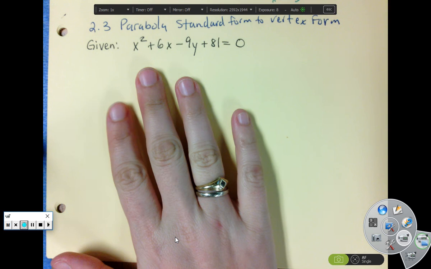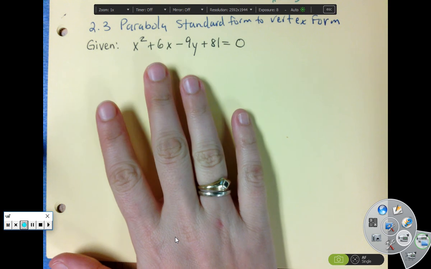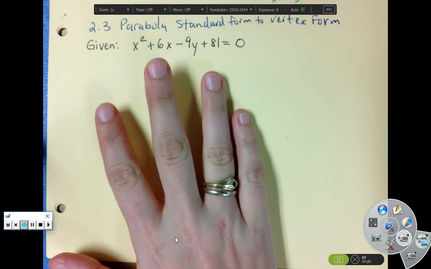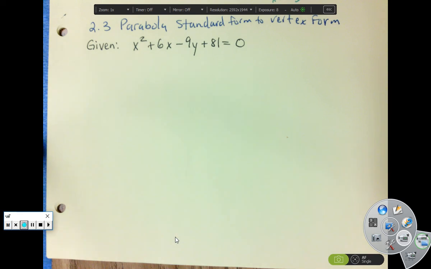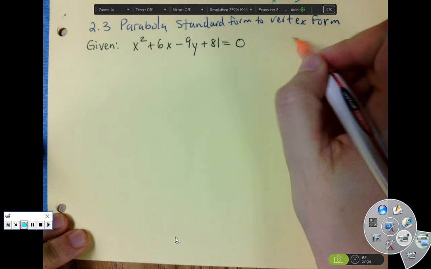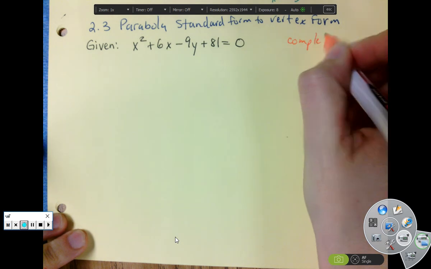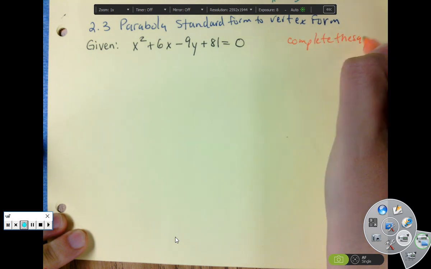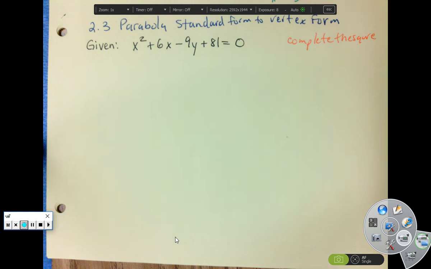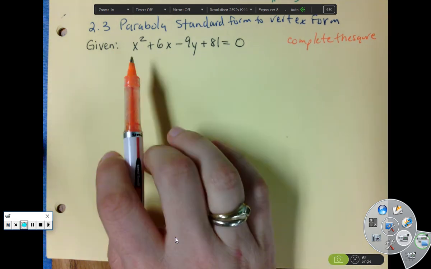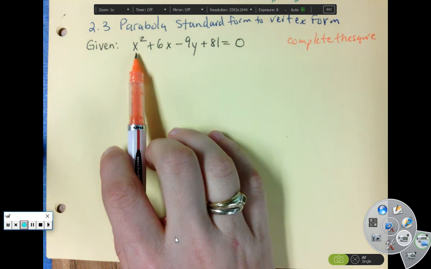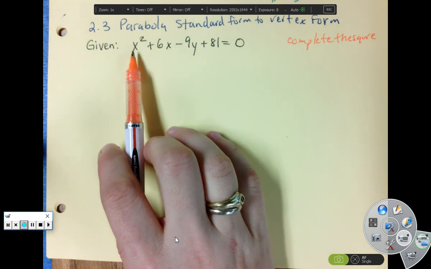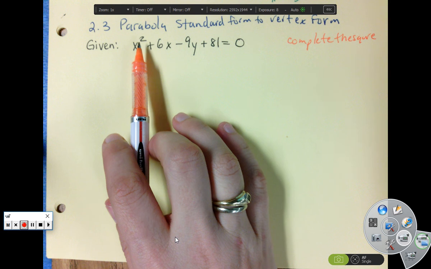We have x squared plus 6x minus 9y plus 81 equals 0. When I see this problem, hopefully I notice I'm going to have to complete the square. Now you might be wondering which variable, because we have both variables. Well, the only variable that I see that is squared is the x. That means I'm going to be completing the square for the x, not the y.